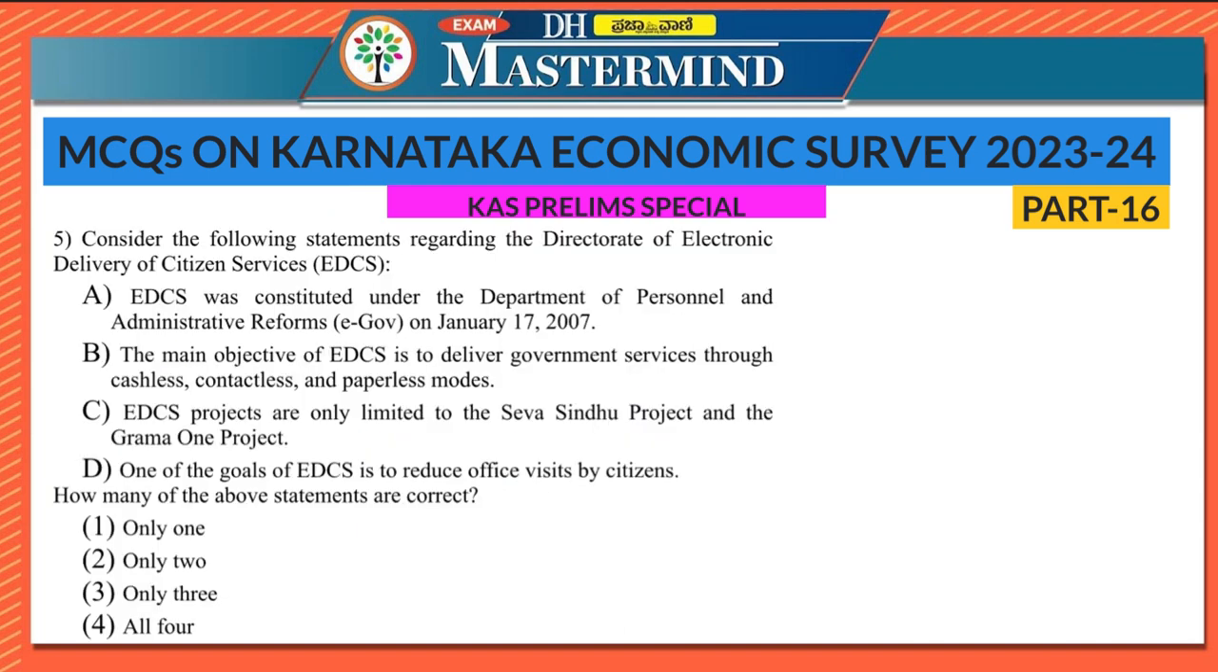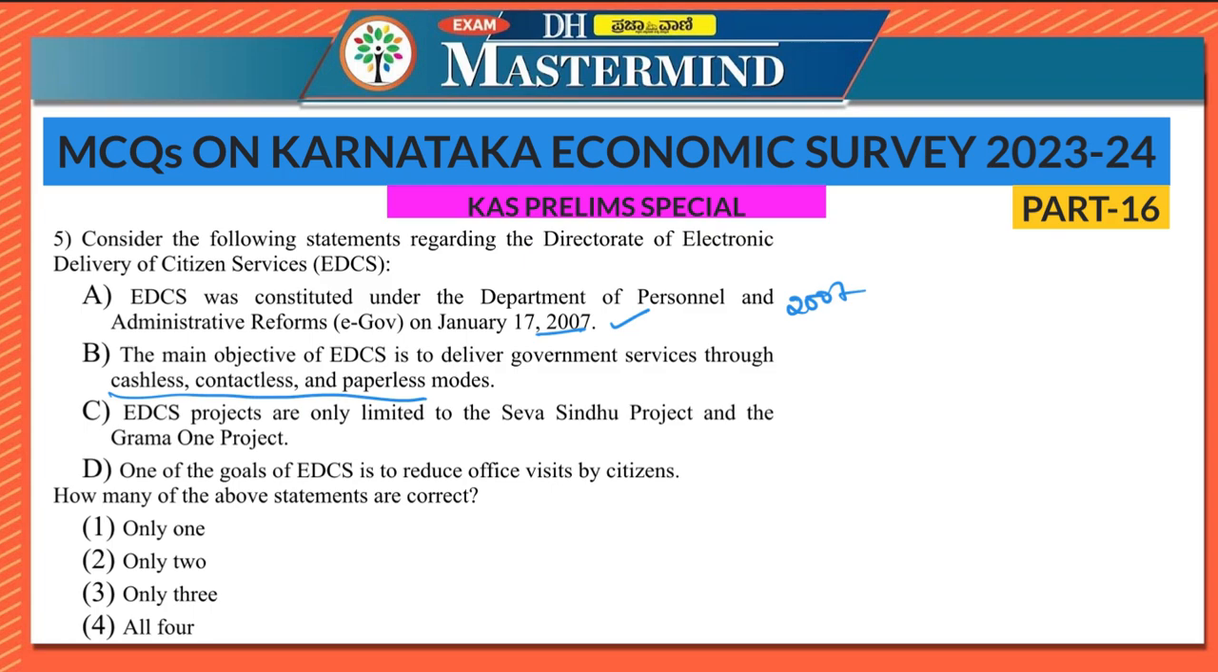Last question for the day says, consider the following statements regarding the Directorate of Electronic Delivery of Citizen Services, EDCS. EDCS was constituted under the Department of Personnel and Administrative Reforms, e-Governance on January 17, 2007. The main objective of EDCS is to deliver government services through cashless, contactless, and paperless modes. EDCS projects are only limited to the Seva Sindhu project and the Grama One project. One of the goals of EDCS is to reduce office visits by citizens. So, statement A is correct. It is constituted under the Department of Personnel and Administrative Reforms, e-Governance, and it was constituted in the year 2007 as given here.